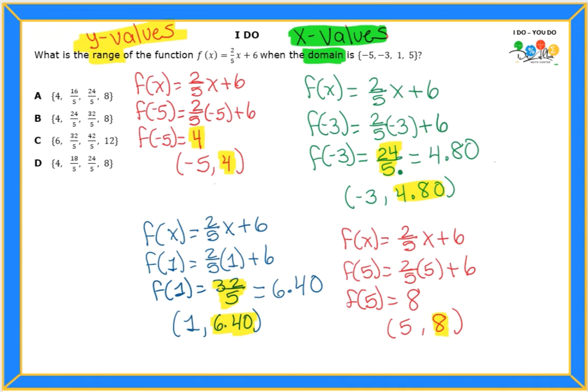So if we look at the answer choices, I'm looking for 4. And I do see almost all the answer choices with a 4. But then I'm looking for 4.80 or 24/5. And I only see one 24/5 in here. Right here, I see the 4. I see the 24/5. And then I have a 32/5, which is right there. And finally, an 8. So my answer is letter B.